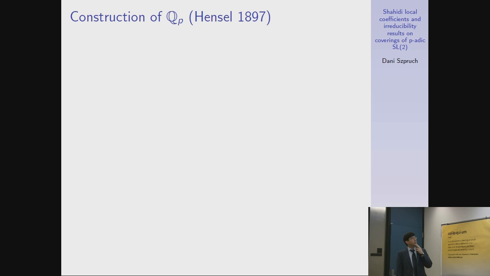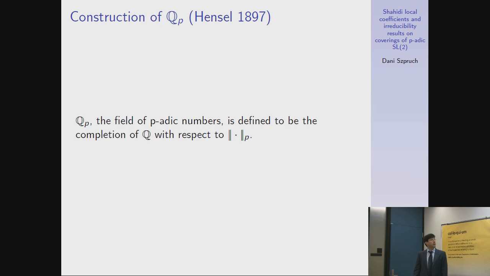And then, towards the turn of the century, Hensel constructed the field of P-adic numbers. The field of P-adic numbers is defined to be the completion of Q with respect to the P-adic absolute value. Namely, exactly the way you construct R. So, Q_p has a distance, which extends the distance on Q, the P-adic distance. Q is dense there. Any Cauchy sequence of P-adic numbers converges to a P-adic number. Okay.